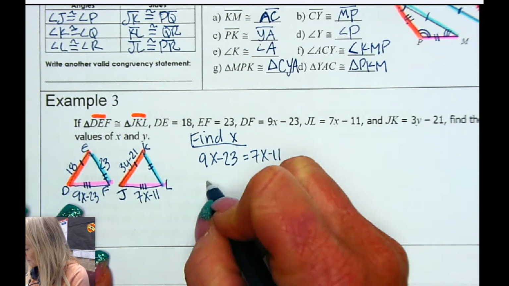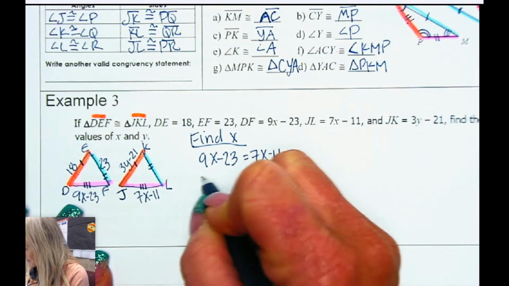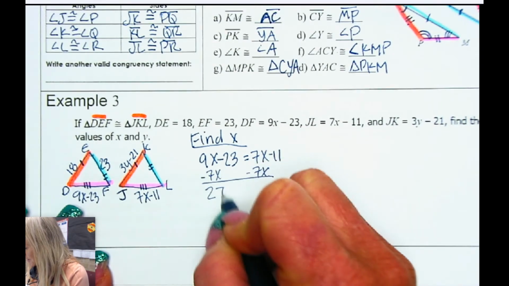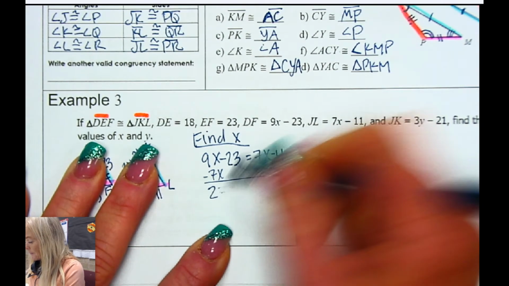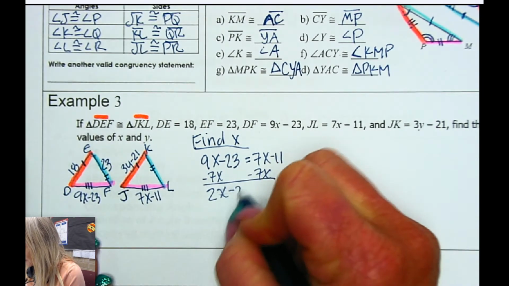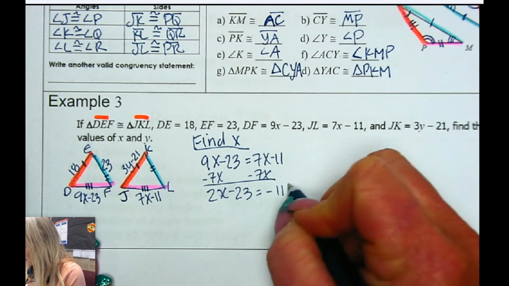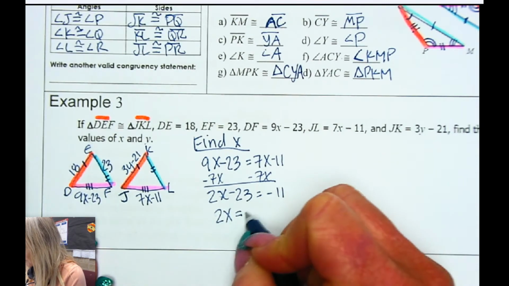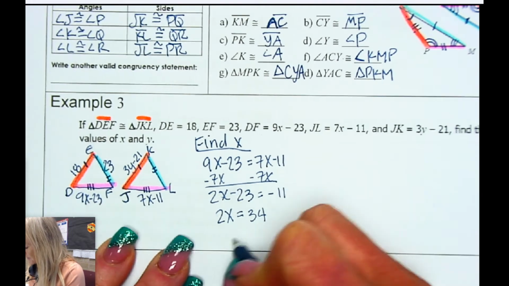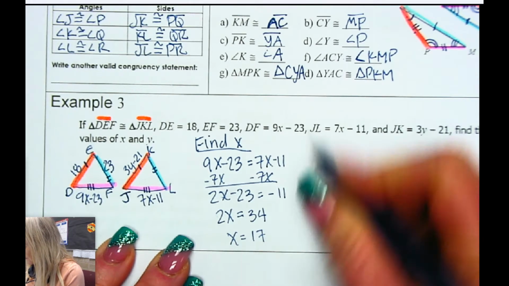Subtract 7x from both sides. And then you get 2x minus 23, and that's equal to negative 11. All right, and then add 23 to both sides, you get 2x equals 34, so x is 17.